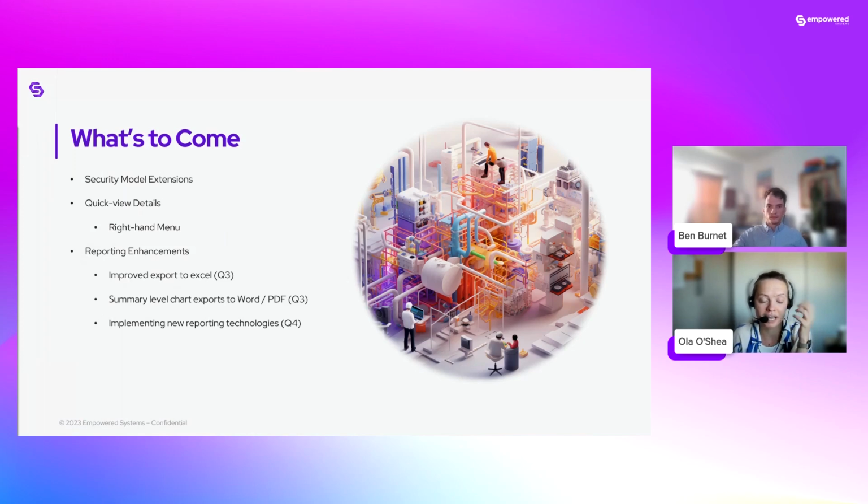Quick view details, right-hand menu. So as you saw in Ben's presentation, we've got the new, more modern React menu. At the moment, if you want to view an item or drill into an item in more detail, you have to go to an overview page. So what we're working on is for that to just pop up on the right-hand side without having to exit from the main summary report. So the user doesn't have to click in and then go back, it just pops in on the right, and then you can close that. So again, it just makes it a lot more user-friendly.